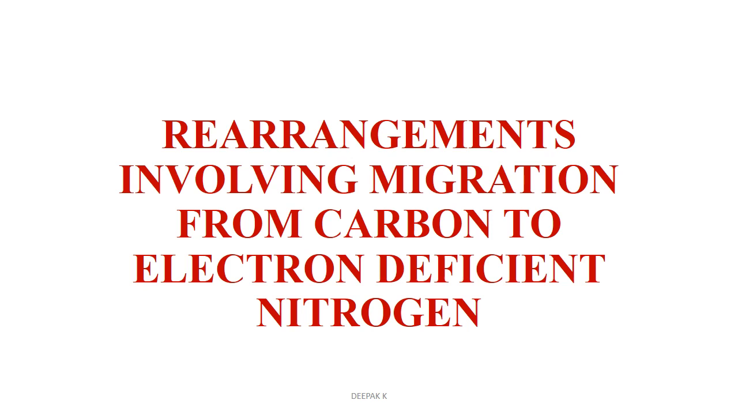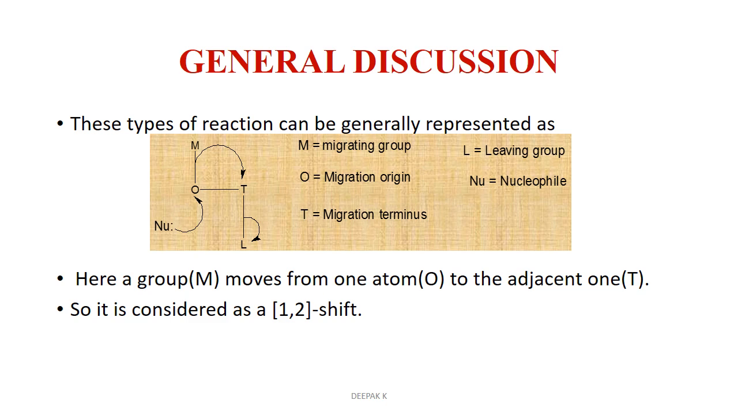Look at this. This reaction can be generally expressed like this. Here, M is the group that is migrating, and it is migrating from O, that is the migration origin, to T, that is the migration terminus. That is, a group M is moving from O to T, and when this M is reaching T, there is a leaving group at T, and that group will be left. This is the general reaction.